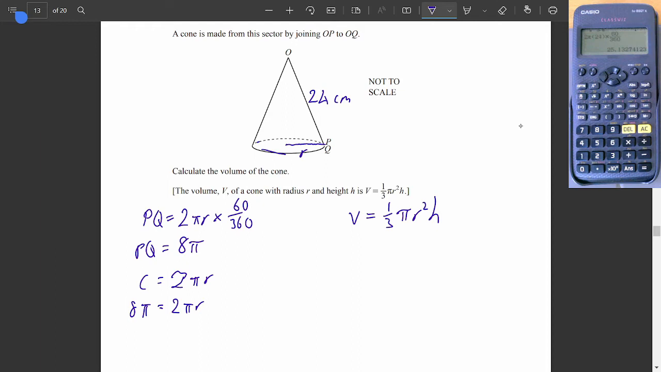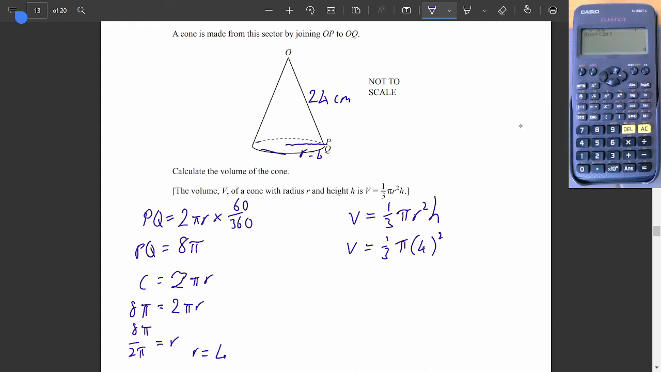So to find the radius, we need to divide it. So it's 8 pi divided by 2 pi. I still have that 8 pi in my calculator, divided by 2 pi. And yes, the radius equals 4. Excellent, so now we've got the radius. In our formula here, we can put 1/3 pi 4 squared. Next thing we need is the height h.